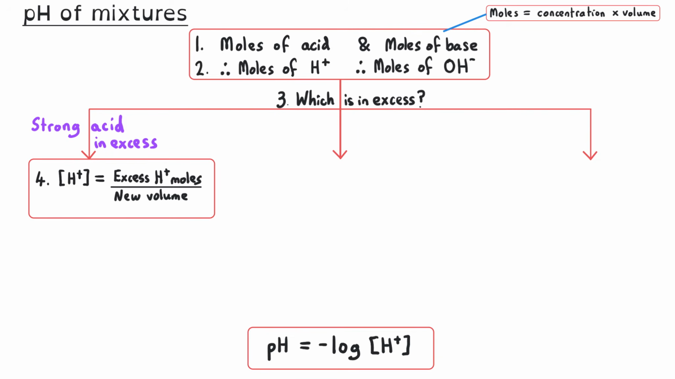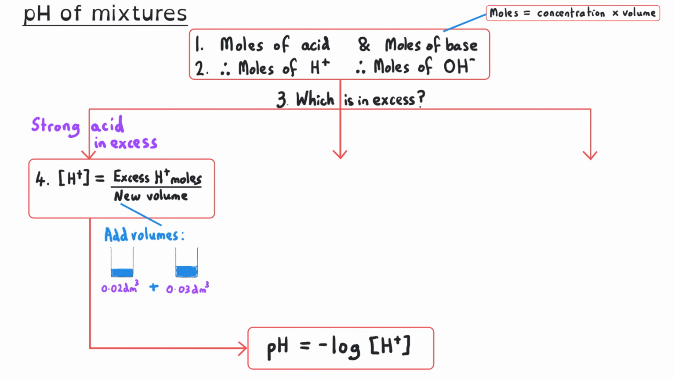And so step 4 on this pathway is to work out the new hydrogen ion concentration by taking the excess moles of hydrogen ions and dividing it by the new volume, which must be in decimeters cubed. And the new volume will just be the sum of the two individual volumes of the solutions that we reacted together. And then having got this hydrogen ion concentration, we would negative log that to find the pH.